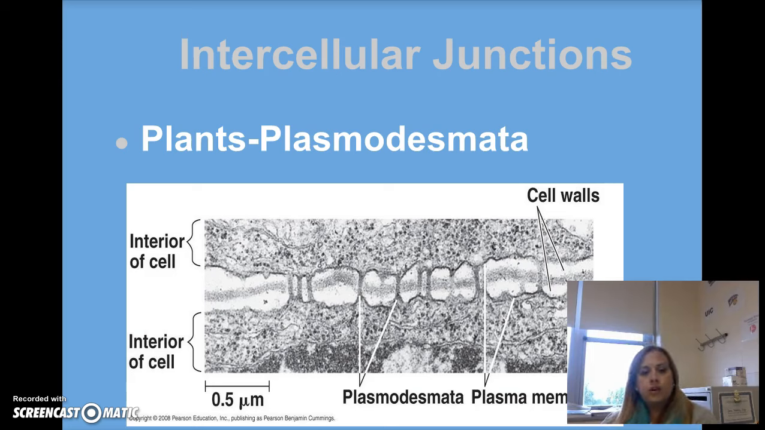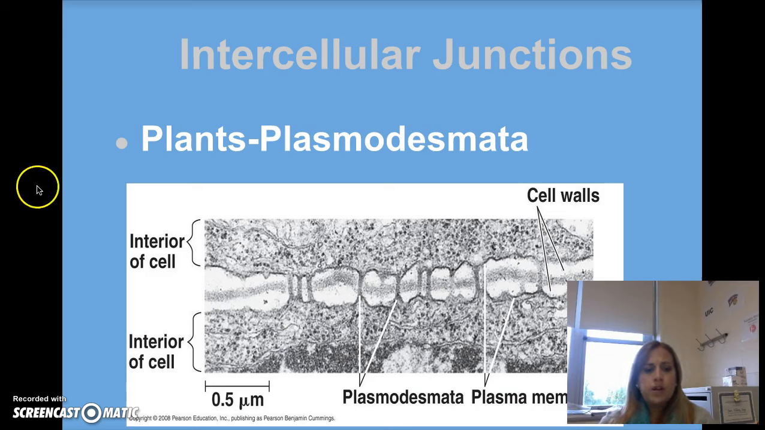All right, so we're going to talk more now about how cells work together when they're nearby and how they talk to each other. We're going to do that by looking at what we call intercellular junctions, meaning junctions between cells. In plants, we've got something called the plasmodesmata.